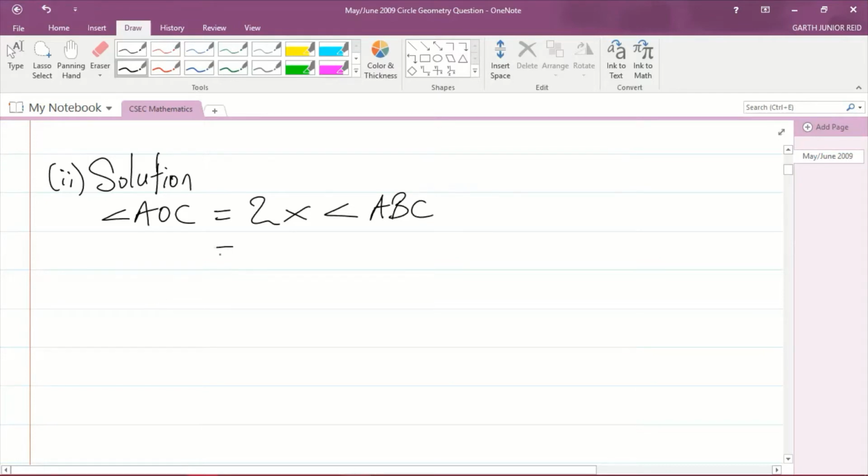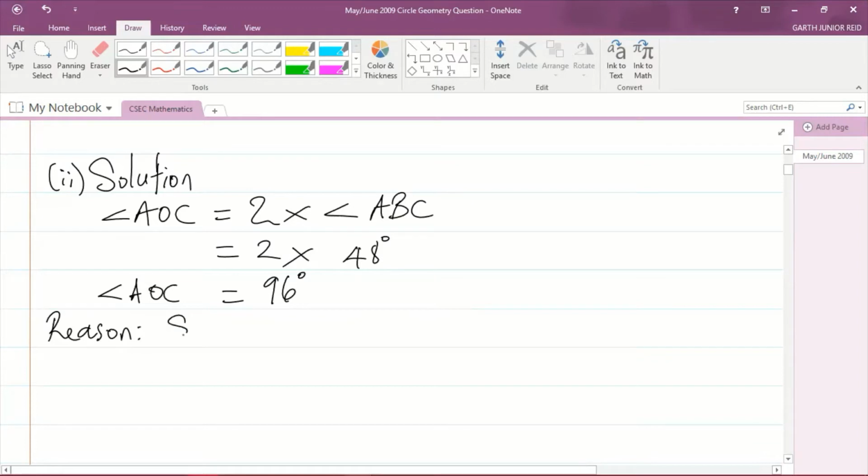Okay, so this is now equal to 2 times the angle ABC, which is 48 degrees, and that is equal to the angle AOC is equal to 2 times 48 degrees, that's 96 degrees. All right, and let us write our reason here.